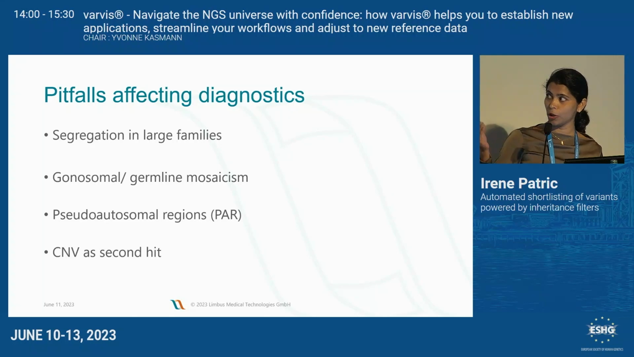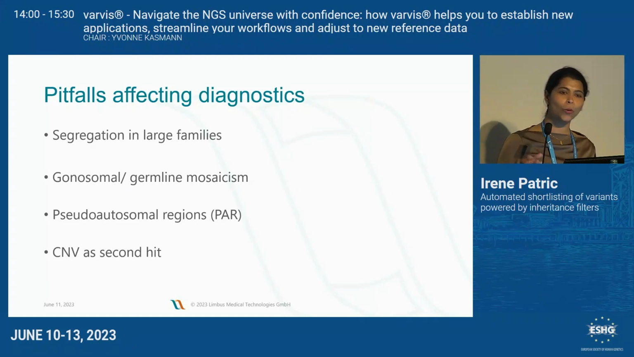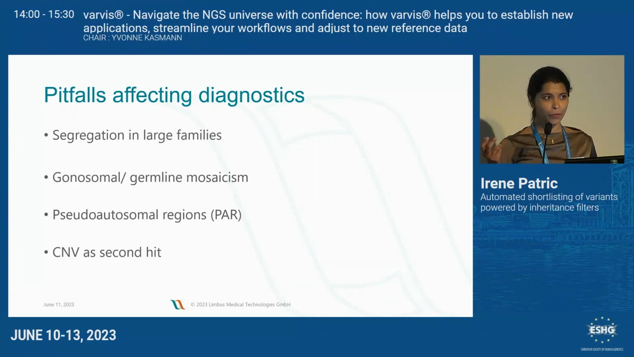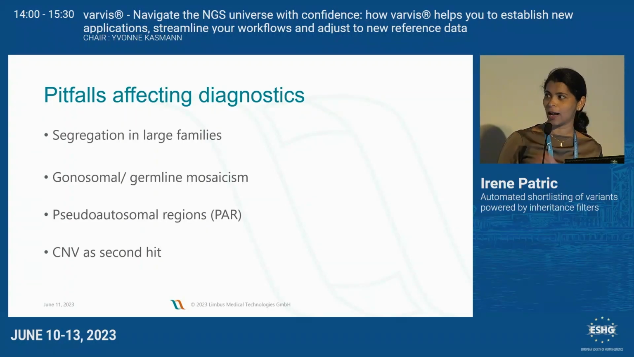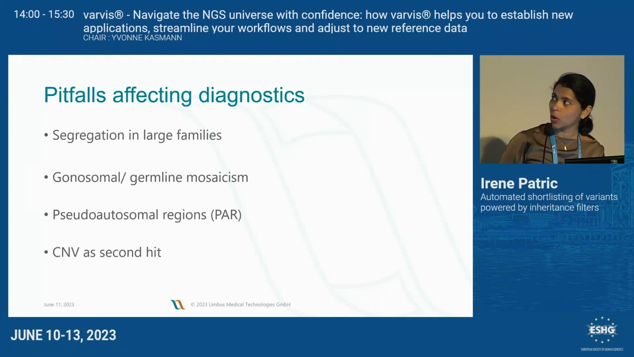Then there is a huge topic of mosaicism. This itself is a whole big topic, and hopefully the next time we'll be able to shed more light on this, but I will be touching on it. Then there are pseudo-autosomal regions, which are regions in the X and Y that follow the autosomal pattern of inheritance and not the regular sex chromosome pattern. And then there is CNV as second hit also. So I will be explaining how all these come together for inheritance filters.